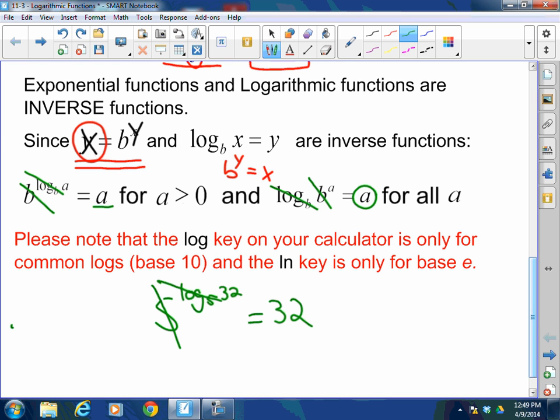If I have log of 10 to the third power, what is the base of log when it's invisible? If I have the log base 10 and my answer is the same as the base, they cancel, and my answer will be 3. So when the base and the base of the log are equal, they cancel, and you are left with the value that is the exponent, in other words, the answer.